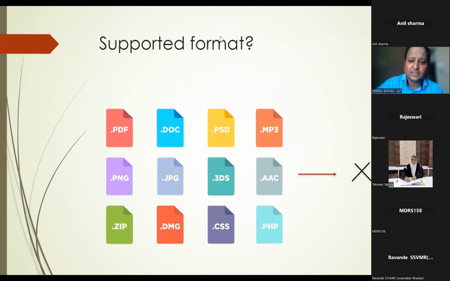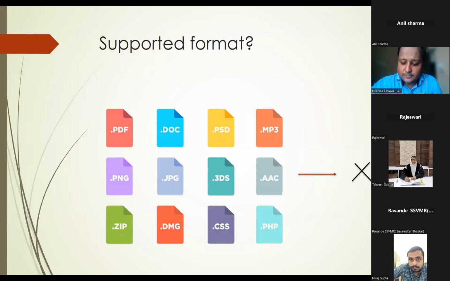Here you can see on my screen there are a lot of formats which are not supported by a 3D printer. Let's suppose .pdf, .docx, which we use for Word files. PDF is basically for PDF files. PSD, MP3, which is songs or audio. Then we have images, PNG, JPG, PHP, .zip files, then CSS, .AAC. These formats are not supported over there.